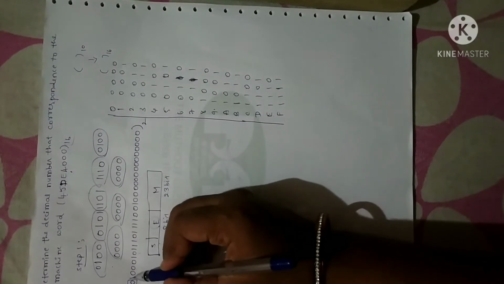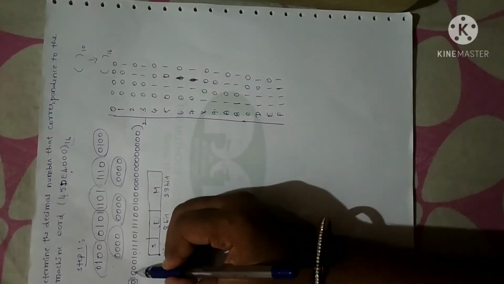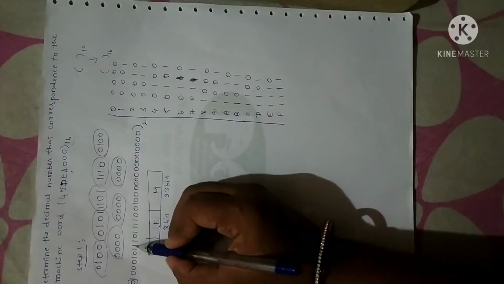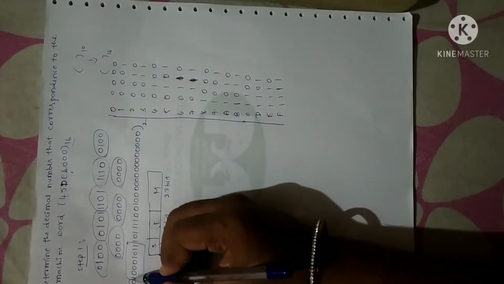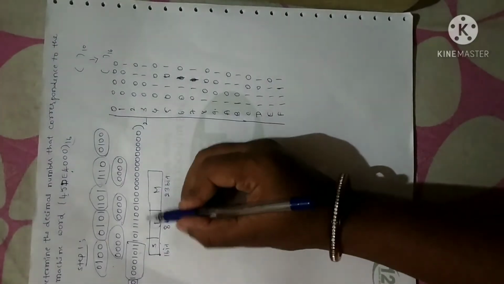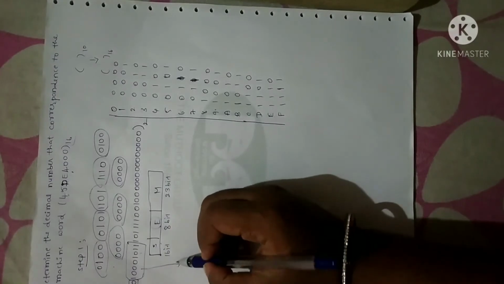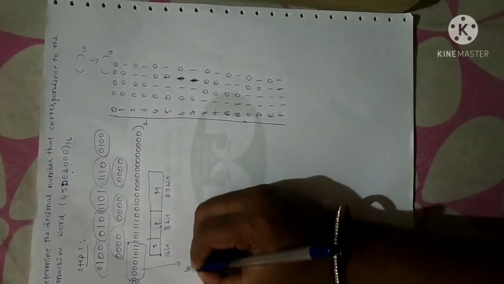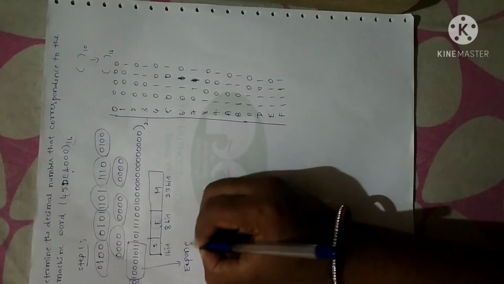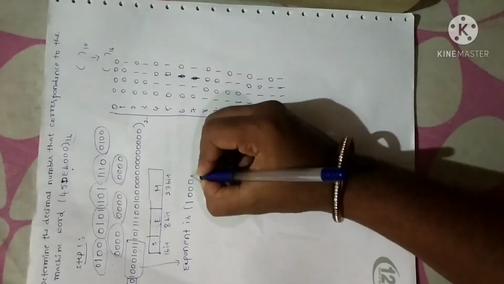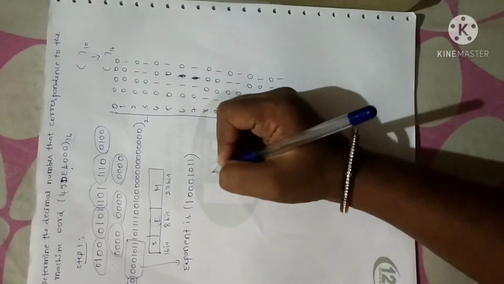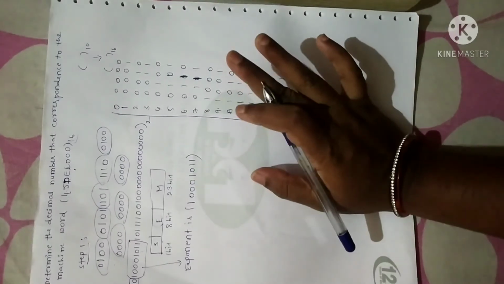In the sense, as I already told you, this first digit will be representing sign. Next 8 digits you just count: 1, 2, 3, 4, 5, 6, 7, 8. So these 8 digits will form an exponent value. Remaining will be the mantissa. So let me write the exponent value here. So I can write exponent is 1000 1011.